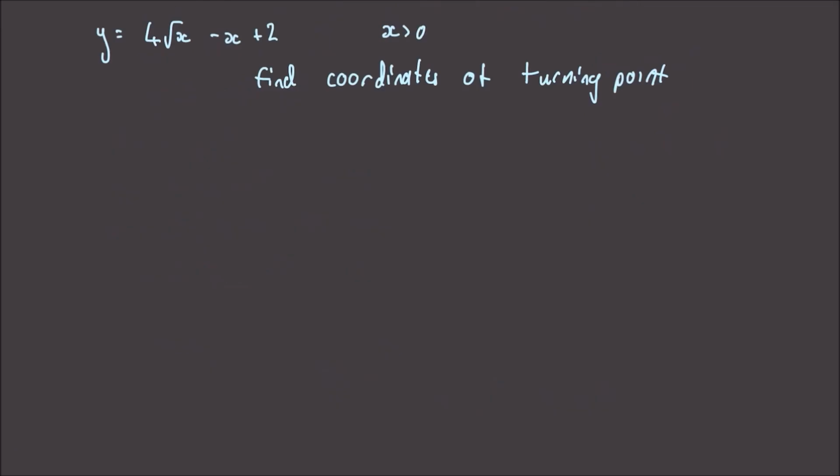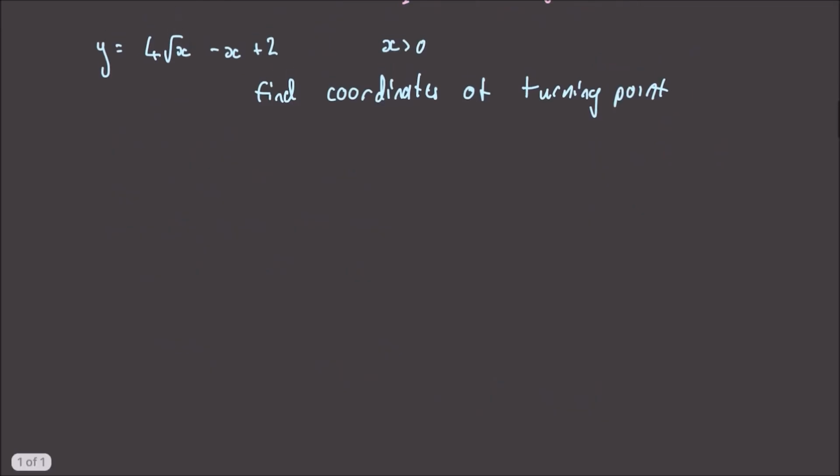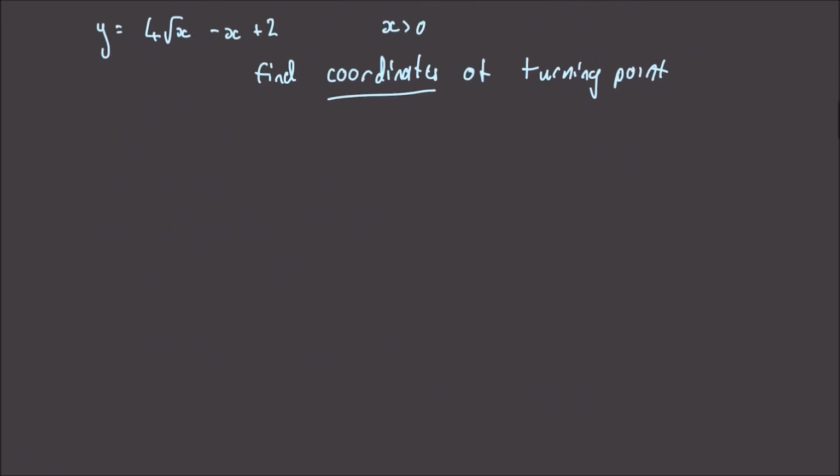Right, find the coordinates of this turning point. Well, notice its coordinates, we're going to need an x and a y. X and y coordinates. So this is just a polynomial, so let's have a go. It's got the extra constraint, x has to be bigger than 0, of course.